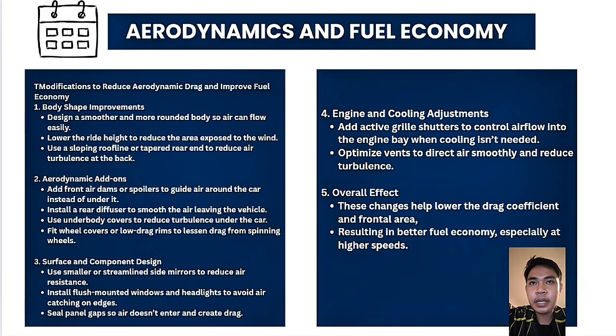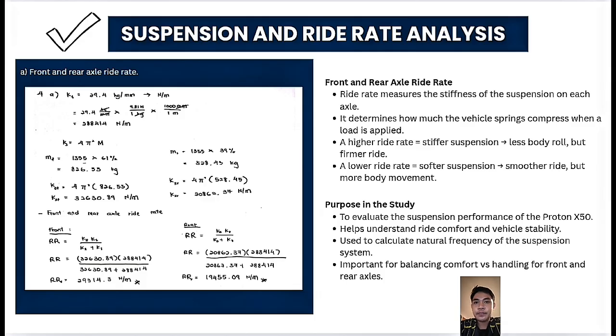Number 4, engine and cooling adjustment. Add active grill shutters to control airflow into the engine bay when cooling isn't needed. Optimize vents to direct air smoothly and reduce turbulence. 5. Overall effect. These changes help lower the drag coefficient and frontal area, resulting in better fuel economy, especially at higher speed.